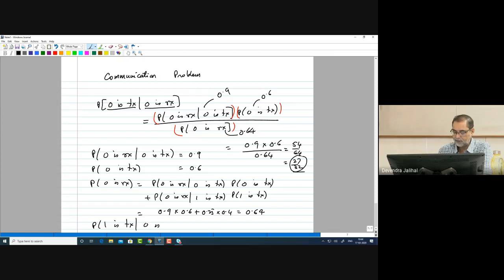You can now ask the question, what is the probability that 1 is transmitted given that 0 is received? What will be the answer to this? Now I'm asking, I'm standing at the receiver, I've received a 0, right? I now ask the question, what is the probability that 1 is transmitted?